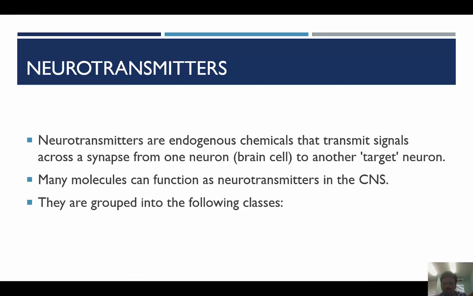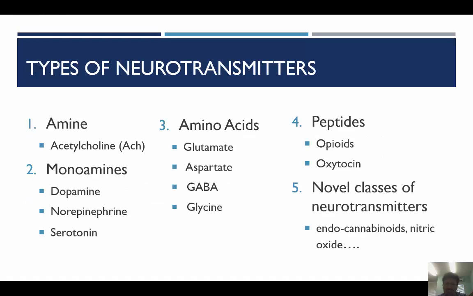So neurotransmitters are the endogenous chemicals, and by endogenous we mean produced within the body, that transmit the signals across the synapse from one neuron to another. There are many molecules that serve the role of neurotransmitters in the central nervous system, and that's one thing I want you to appreciate. There are several different types of neurotransmitters in the brain, and we actually have discovered neurotransmitters within the last 10 to 15 years. And this slide here just highlights some of the different classes of neurotransmitters.